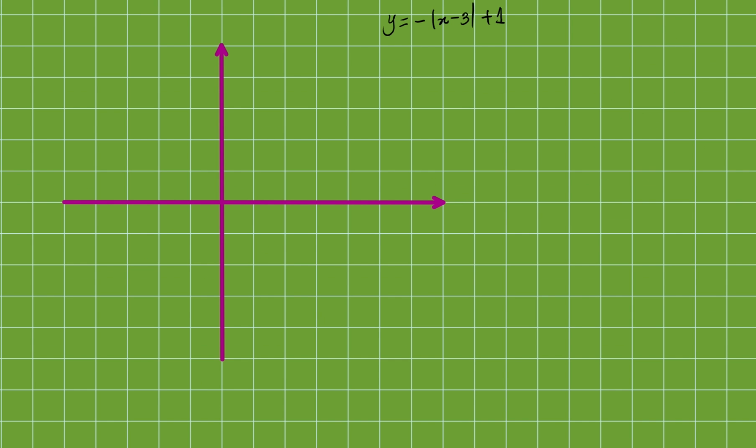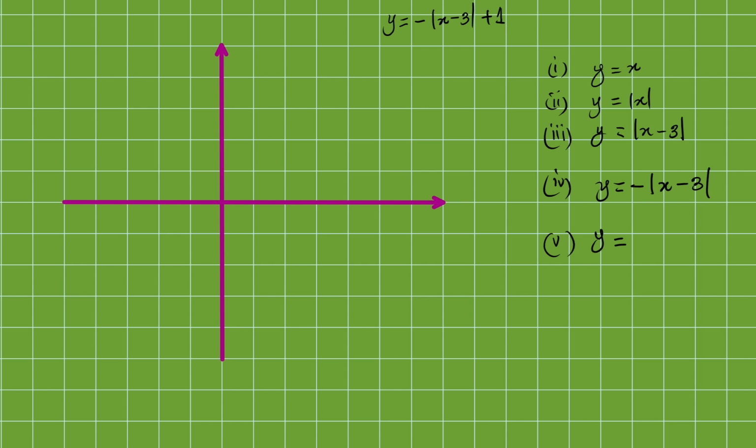All right, so this is the next example. Let's look at the steps. First, we are going to plot y equals x. Next, we are going to consider y equals the modulus of x. Next, we are going to consider y equals, if you like, x minus 3. And then next, we will reflect it in the x-axis to give us minus x minus 3. And then the last part will be to bring it up 1 unit so that we have minus x minus 3 plus 1. Okay, we better get cracking.